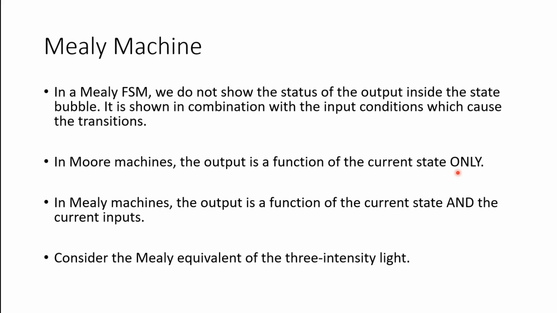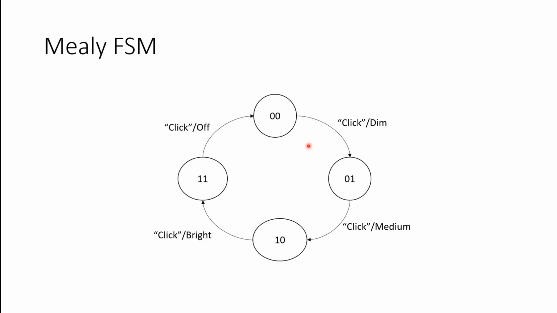Consider the Mealy equivalent of the 3-intensity light. In this case, we represent the 4 states with different names here: 0,0, 0,1, 1,0, and 1,1. In state 0,0, previously we were denoting the dim output, we no longer have states like off, dim, medium, bright, etc. The outputs of the lamp are denoted on these transitions here. So when I'm in state 0,0, we are assuming that the lamp is off. This is my initial state.